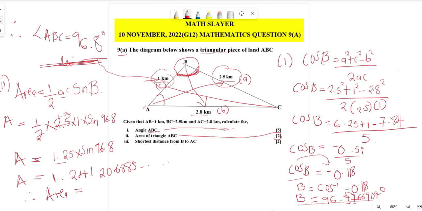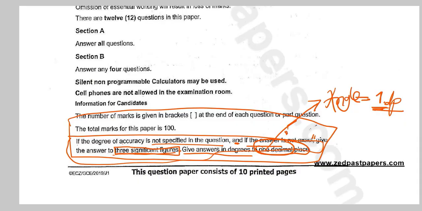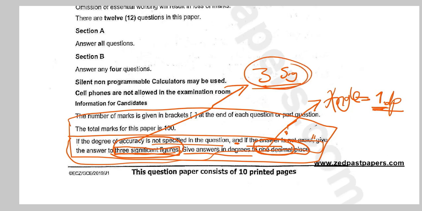Now the final answer: area is equal to... to how many significant figures are we going to give our answer? Remember the instruction. If the degree of accuracy is not specified in the question and if the answer is not exact, give the answer to 3 significant figures. So this is the degree to which we leave our answer. If it was an angle, it is to 1 decimal, but for any other calculation, it is 3 significant figures.